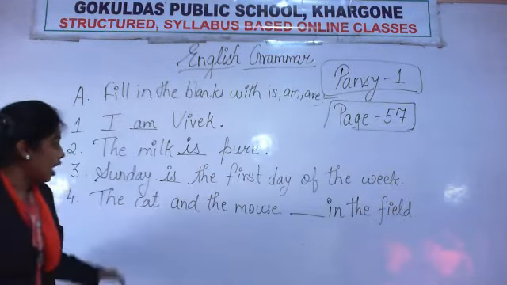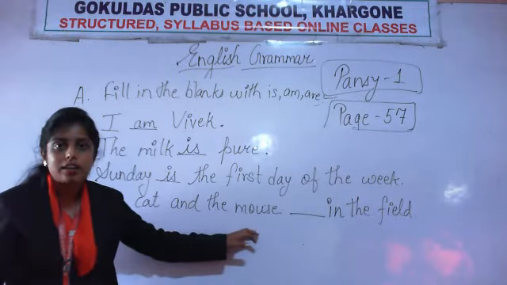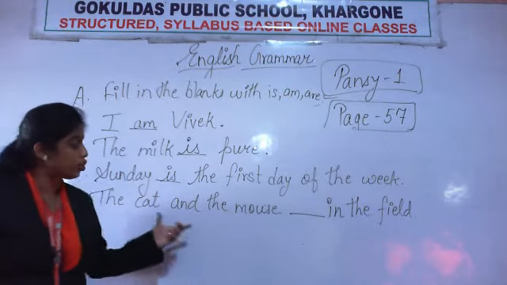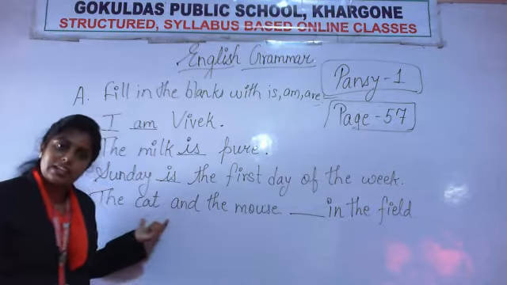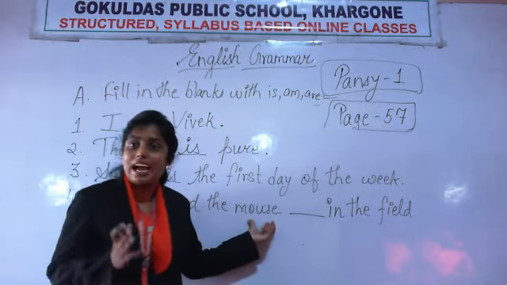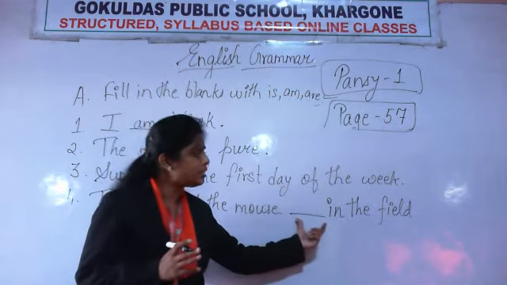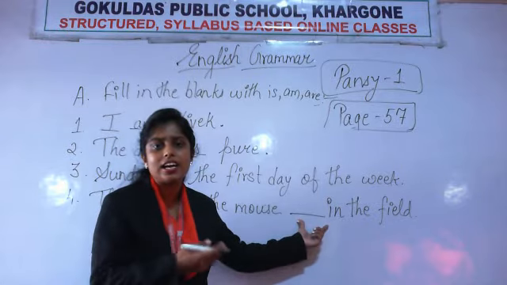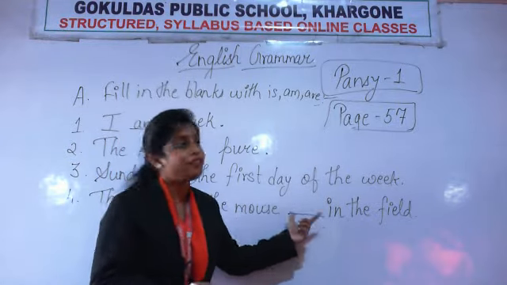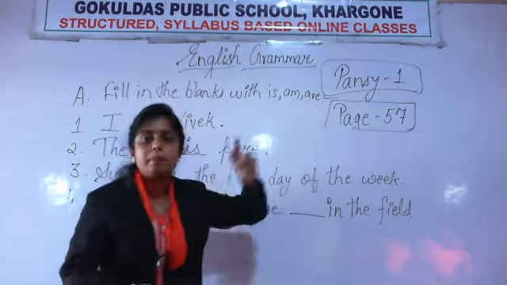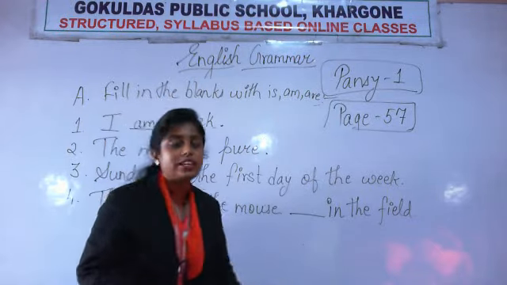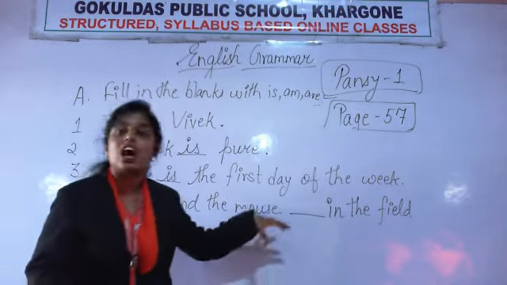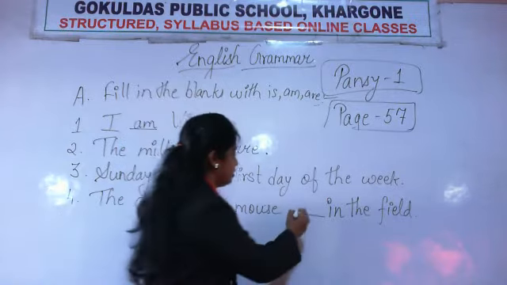Okay, so our subject is plural, right? It is not singular because we are talking about two animals, the cat and the mouse. So, the cat and the mouse is in the field. Should I write "is" or "are" in the field? We use "are" with plural subjects. Okay, so the cat and the mouse are in the field.